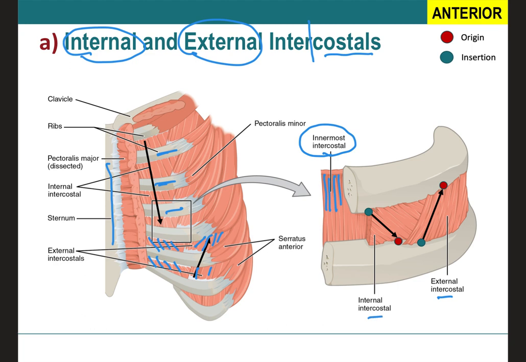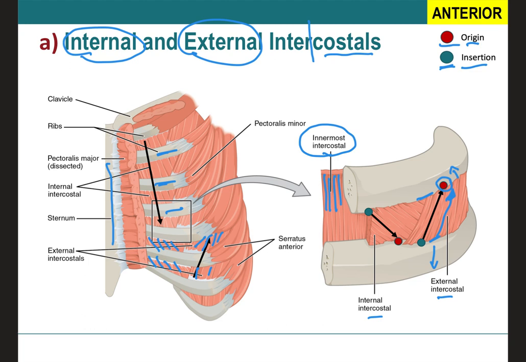As we can see from this image over here, the red will be representing the origin of the muscle, and the blue will be representing the insertion. And the external intercostal is going to originate, as we can see, on the inferior border of the rib above, and it will insert on the superior border of the rib below. Therefore, when they contract, they will elevate the rib, and they will create a wider space between the ribs.